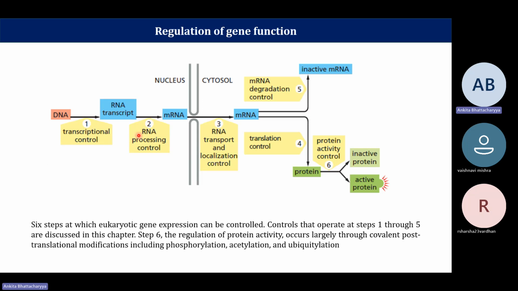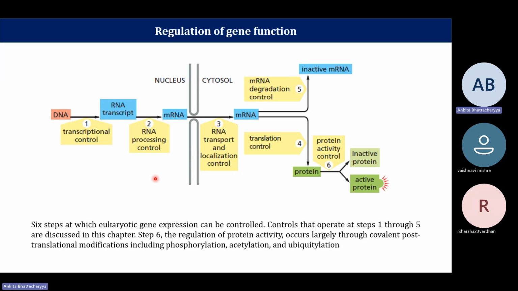Following that, you have mRNA, which is formed from the transcript. So RNA processing control takes over. If you're not familiar with this, the default pathway for any gene which is undergoing transcription involves some additional steps, which includes polyadenylation and splicing.